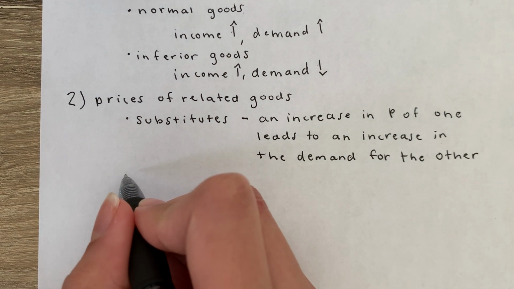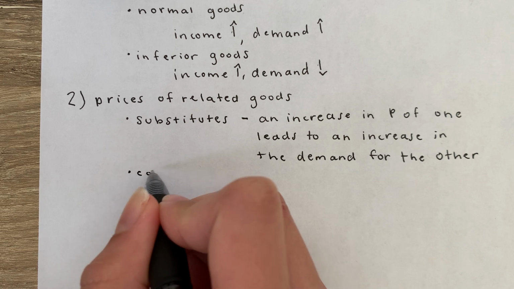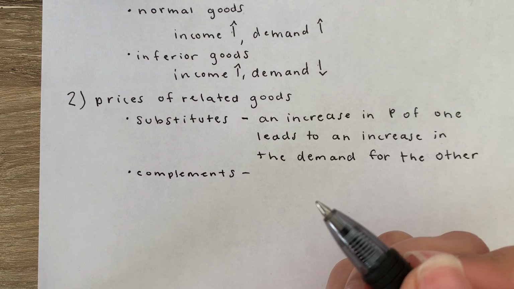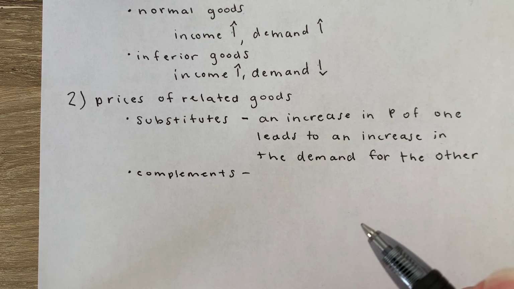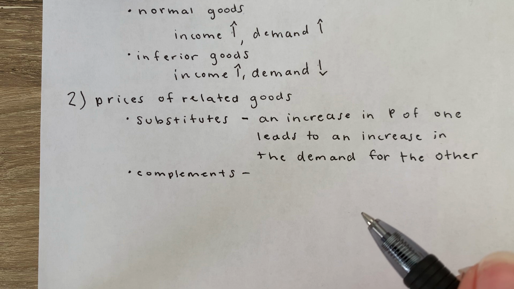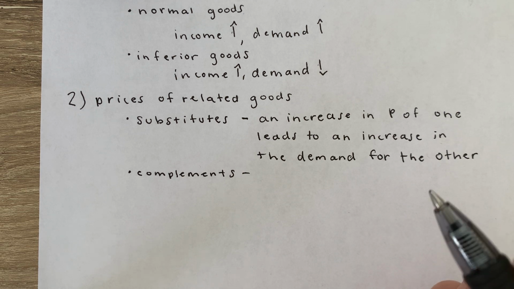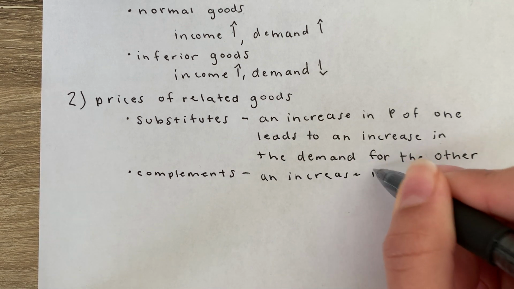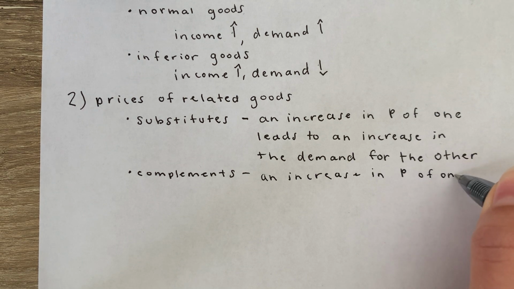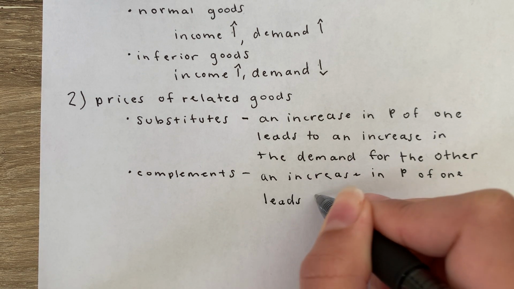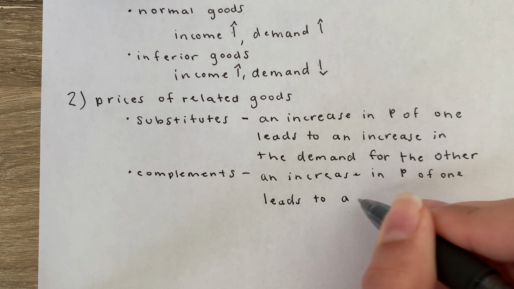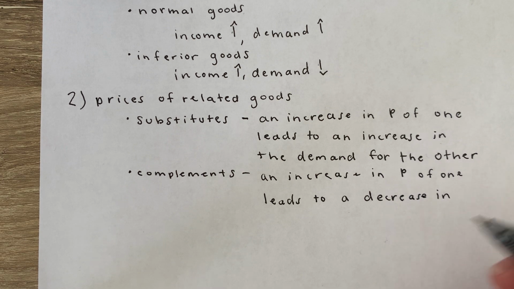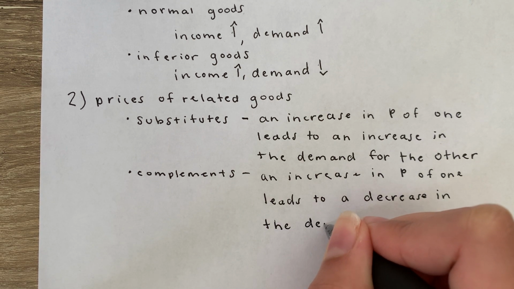Right, and then another type of related good is complements. Complement goods, right? So these are 2 goods for which an increase in the price of one leads to a decrease in the demand for the other. Right, so an increase in the price of one leads to a decrease in the demand for the other.